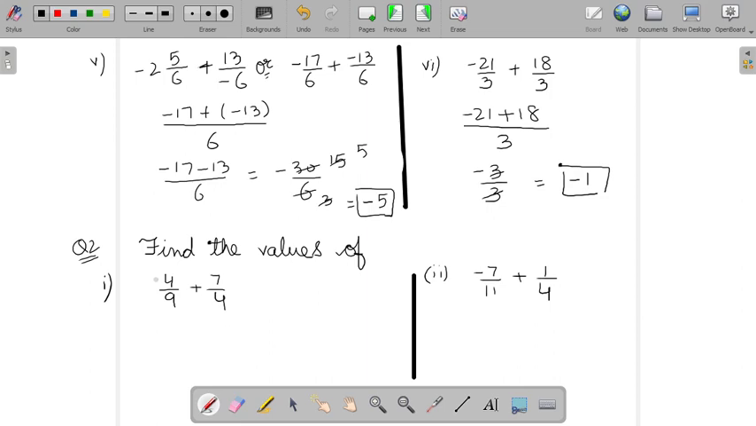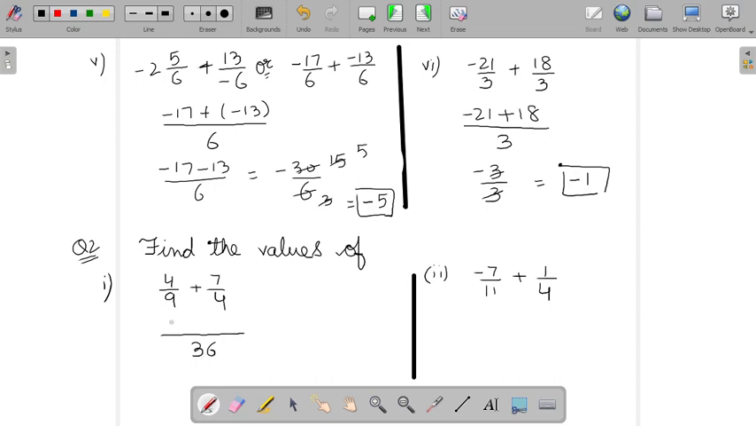Now question number 2. In question number 2, you have to find the value. Value means again you have to solve it. So the same procedure we will follow. Take its LCM. LCM will be 36. नीचे से divide. 36 upon 9, 4.